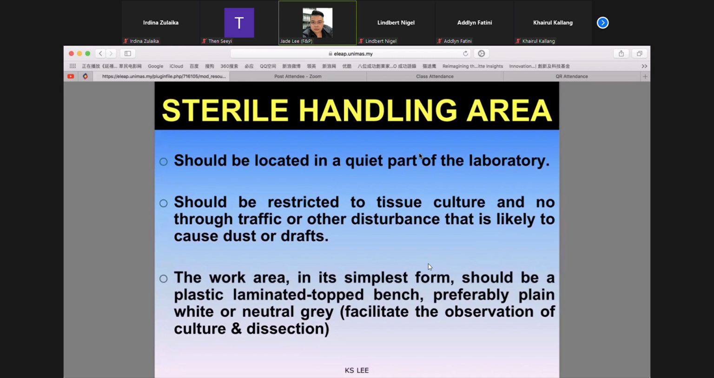It should be restricted to tissue culture, with no tourist traffic or other disturbance that is likely to cause dust or drafts. And also the work area in its simplest form should be a plastic laminate top bench, preferably in white and neutral gray color, which facilitates the observation of the cultures and also the dissection. So if you come to UNIMAS later, you'll observe that almost all our tables are neutral gray. This is the standard that you should have to facilitate the observation of cultures and dissection.